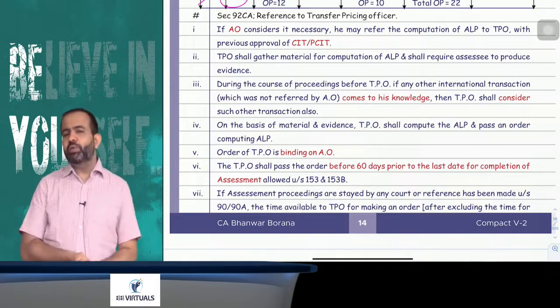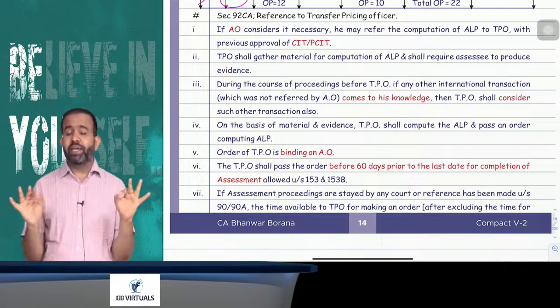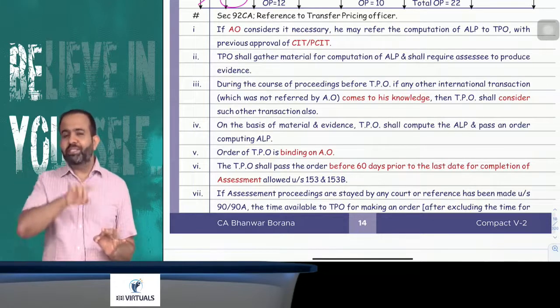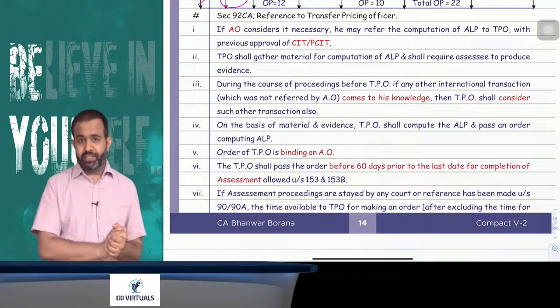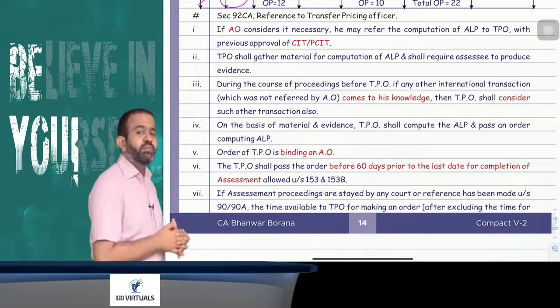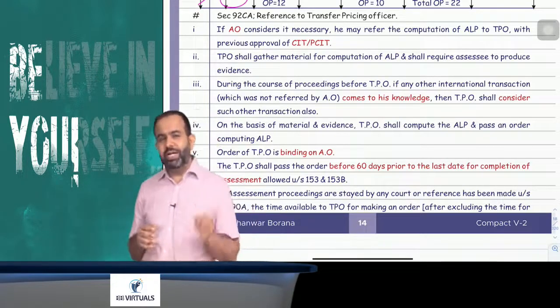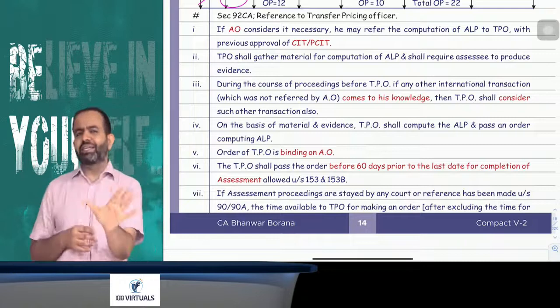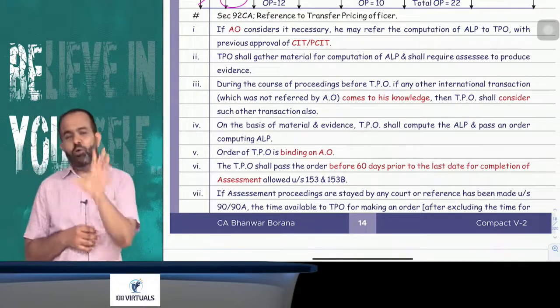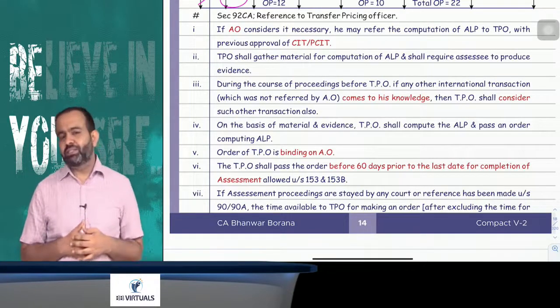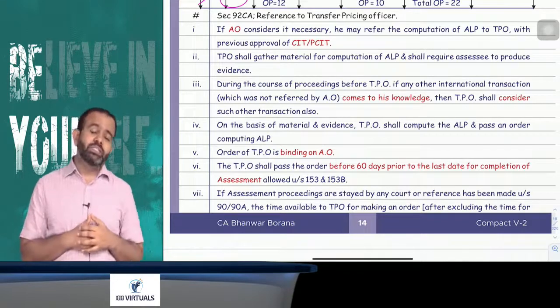And after that, the TPO will prepare his order, and that order will be sent to the assessee as well as the assessing officer. Now the question is: will the TPO order be binding on the assessing officer or not? The answer is yes, because the TPO is a master in transfer pricing. So obviously the TPO order will be binding on the assessing officer. The assessing officer has to follow the TPO order.